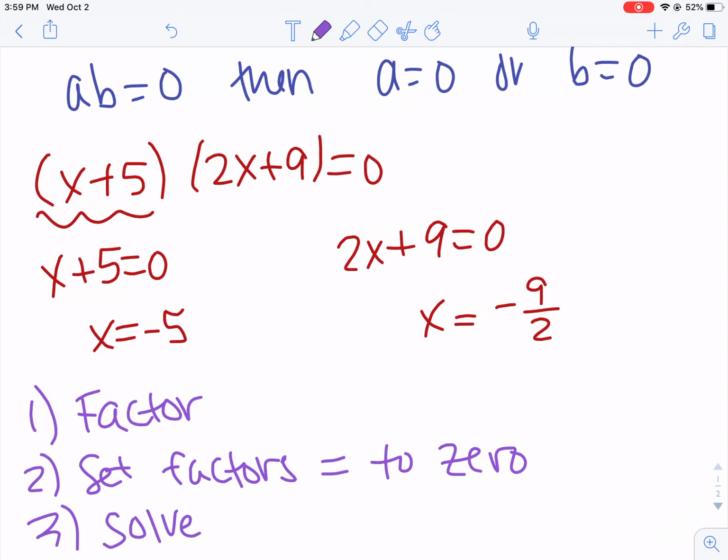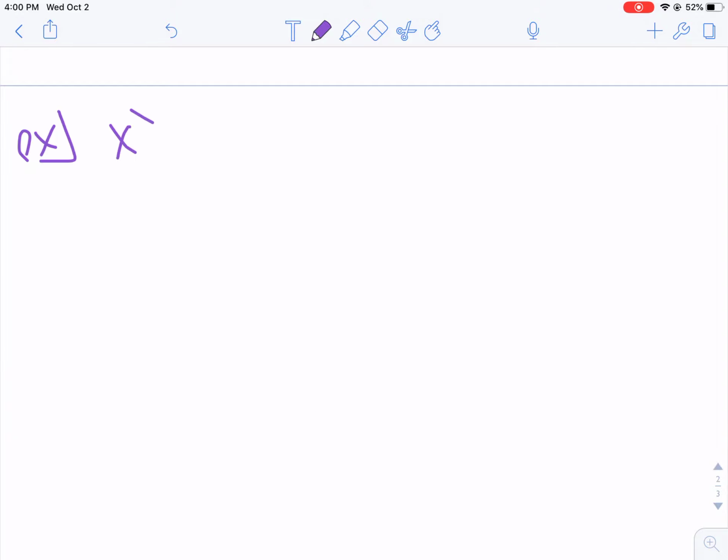Okay, so we are going to do an example. This is our first example, and it says x squared plus x minus 6 equals 0. This is solved by factoring because there's no other way to solve that. So we need to factor this down.